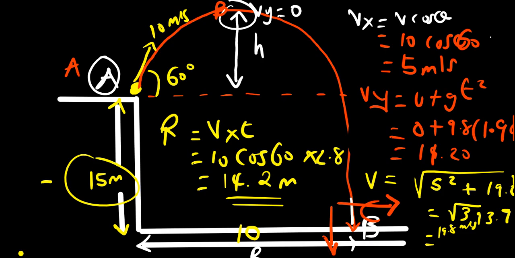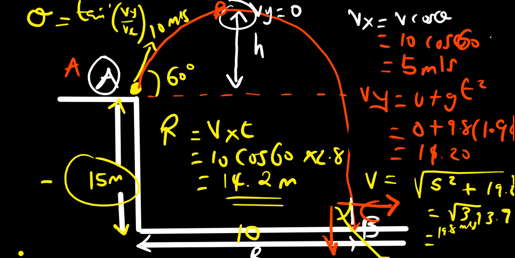The other thing that it can ask you to find is the direction with which it is going to hit the ground, the angle, because as it hits the ground it will make a certain angle, right? So how are we going to find the angle? Theta will be equal to the tan inverse of Vy divided by Vx.